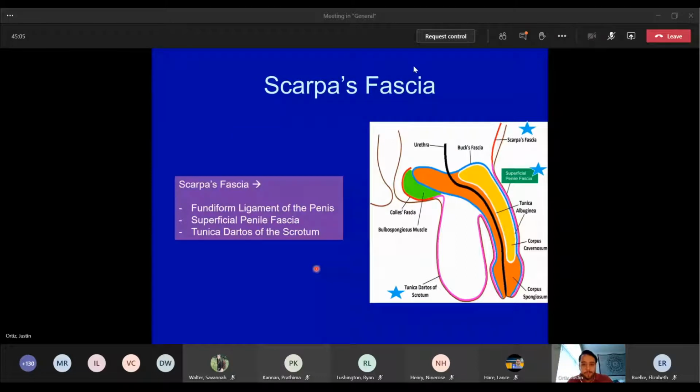Okay, so here's a little summary slide. Scarpa's fascia, the fundiform ligament of the penis, the superficial penile fascia, and then the tunica dartos of the scrotum. You can see right here, Scarpa's fascia. I put the star right here, turning into the superficial penile fascia, as well as the tunica dartos of the scrotum. You can't see the fundiform ligament here, but just picture it coming from here, wrapping around the entire base of the penis and pulling it upwards. That's what it does. So that's the fundiform ligament of the penis.